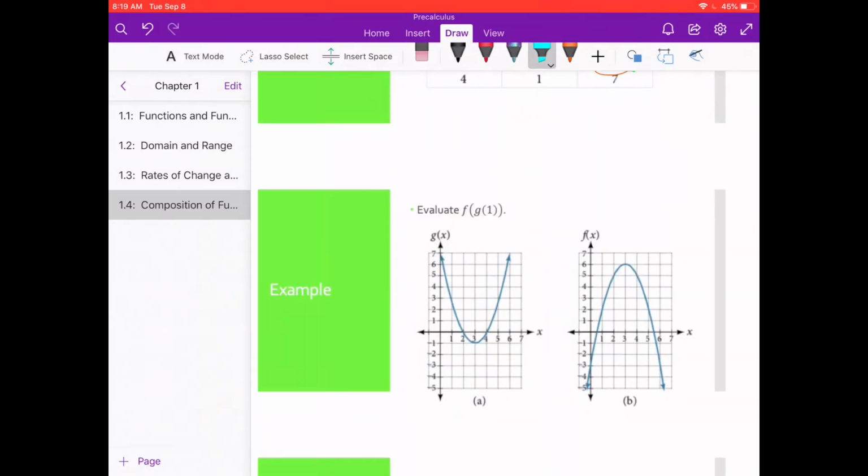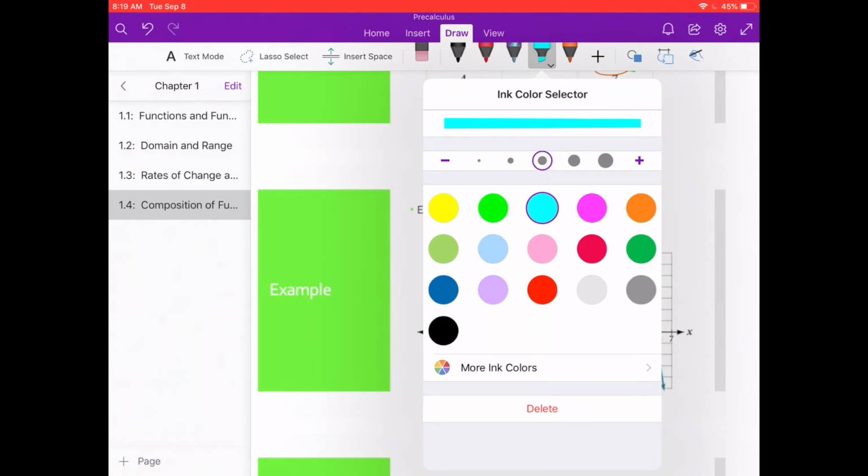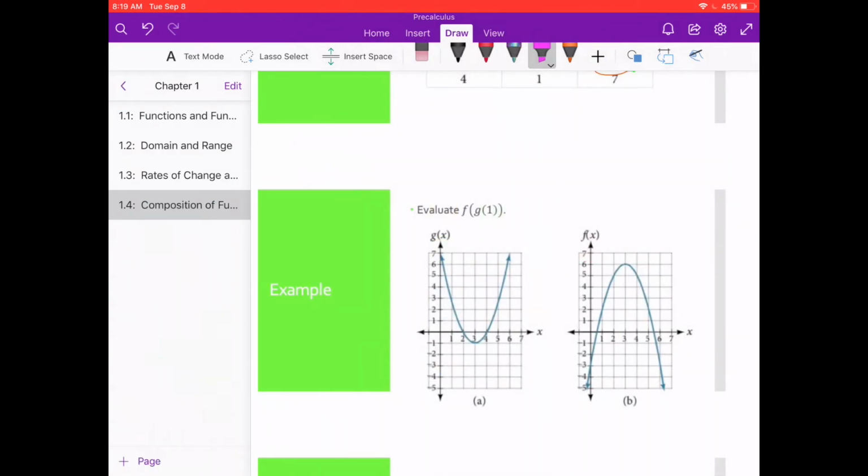Now we're going to evaluate f of g of 1, but we're going to use a graph. Same thing, we're going to work inside out. So we need to work inside, so g of 1. I'm going to go to the g graph, which is graph A. So x is 1, so I'm going to go from 1 up to where the actual value is, which is right here. So g of 1 is 3, so we need to find f of 3.